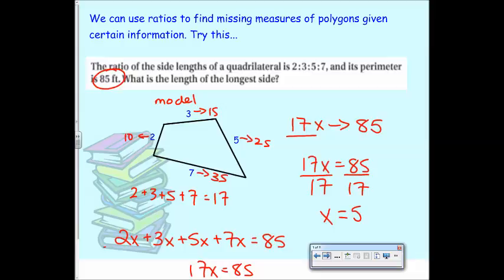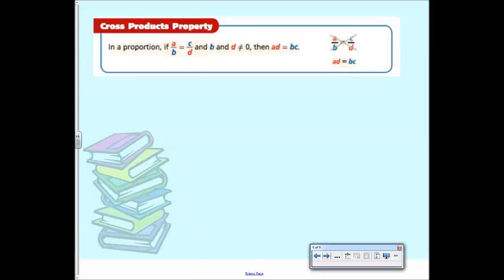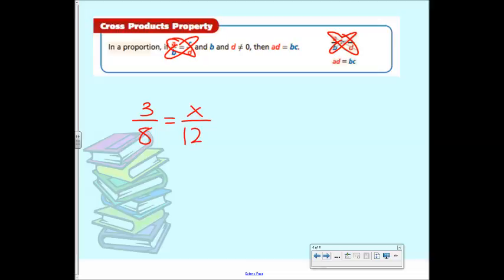Okay, so cross products property is what you guys have been calling like cross multiplication or the butterfly effect or whatever you want to call it, all right, is proportion, setting up a proportion. So in a proportion, if A/B is equal to C/D, then B and D are not equal to 0. You can say that AD, which is A times D, is equal to B times C. You guys have been using proportions for years, right? So you guys have seen it in algebra starting with like 3 over 8 equals x over 12. And you would set that up as a cross multiplication problem.